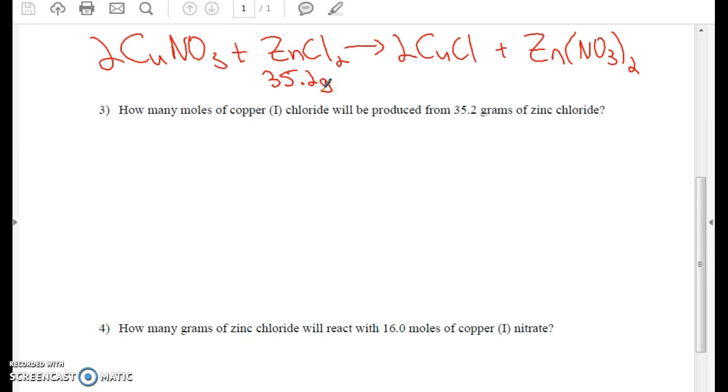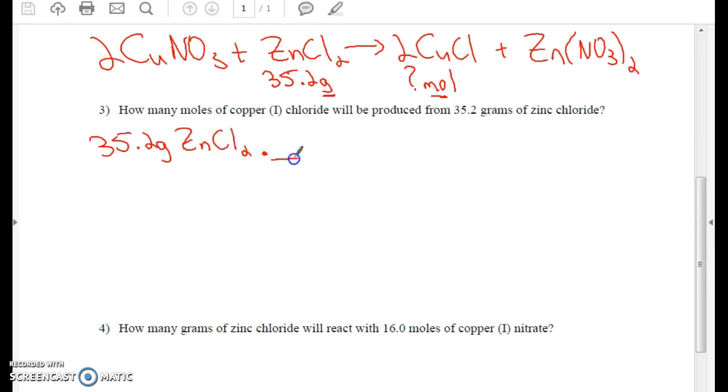And it wants to know how many moles of copper 1 chloride. All right, so I'm looking for moles of that again. But now I'm starting off with grams and looking for moles. So this is going to be a grams to moles problem. This one's going to be a little bit longer. 35.2 grams of zinc chloride.